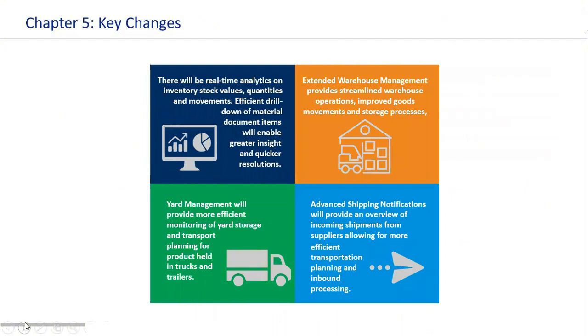So some of the key changes: there'll be real-time analytics on inventory stock values, quantities and movements. Efficient drill down of material document items will enable greater insight and quicker resolution. EWM provides streamlined warehouse operations, improved goods movement and storage processes. Yard management will provide more efficient monitoring of yard storage and transport planning for product held in trucks and trailers. And ASNs will provide an overview of incoming shipments from suppliers, allowing for more efficient transportation planning and inbound processing.